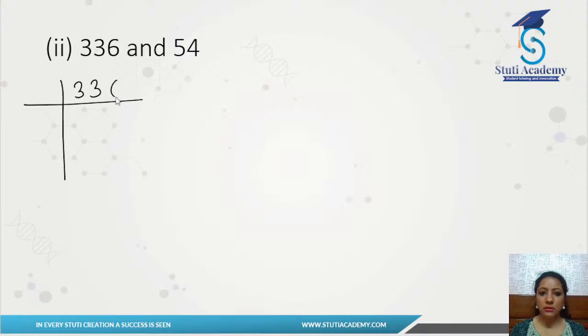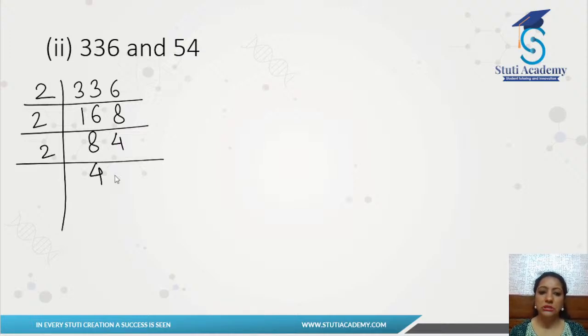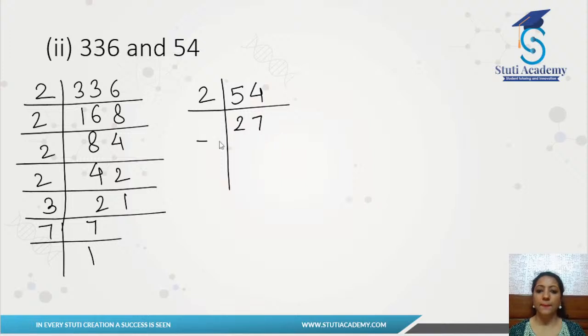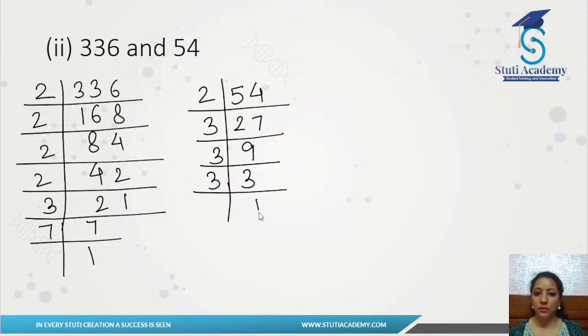We are taking 336. We'll divide this by 2. We'll get 168. Then we'll divide by 2. We'll get 84. Then we'll divide by 2. We will get 42. Then again we'll divide by 2. We'll get 21. And then this is divisible by 3, 7 and 1. That's how we're getting. Now 54, this is quite simple. You can divide this by 2, you will get 27 here. Then by 3, you will get 9 here. Then by 3, you will get again 3 here. This is divisible by 3 only.